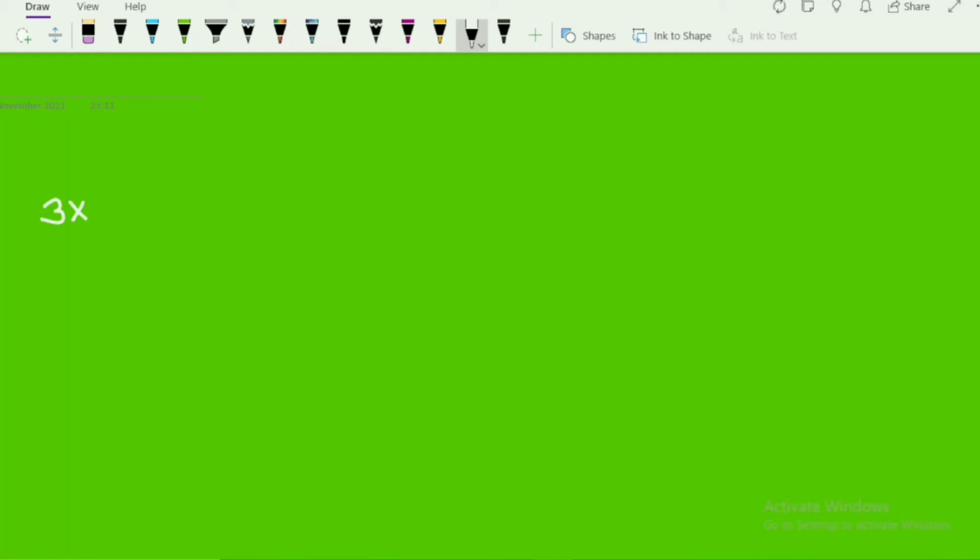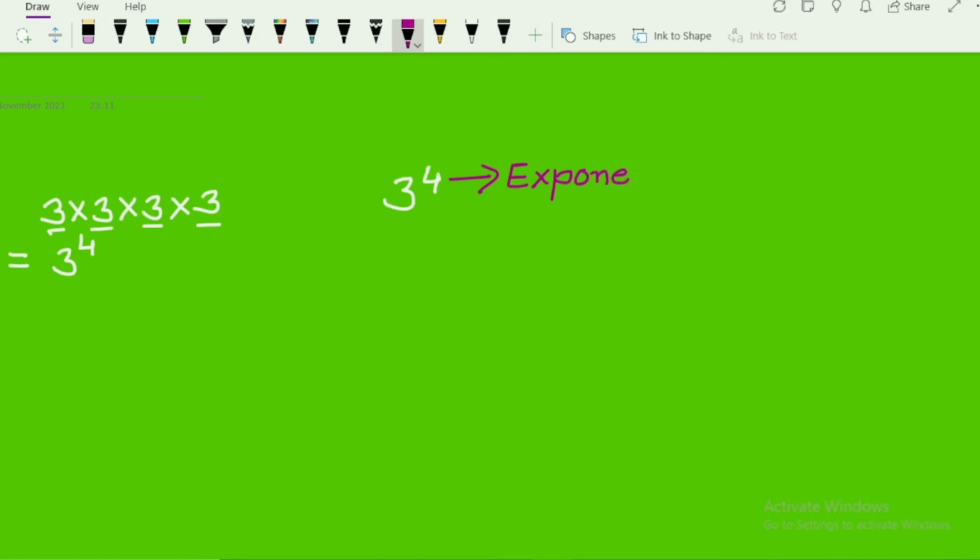3 into 3 into 3 into 3. The other way to write this is 3 to the power 4, so we write 3 to the power 4. This number, 3 to the power 4: the top one is called the exponent, and the bottom number is called the base. So today we are going to learn exponents.